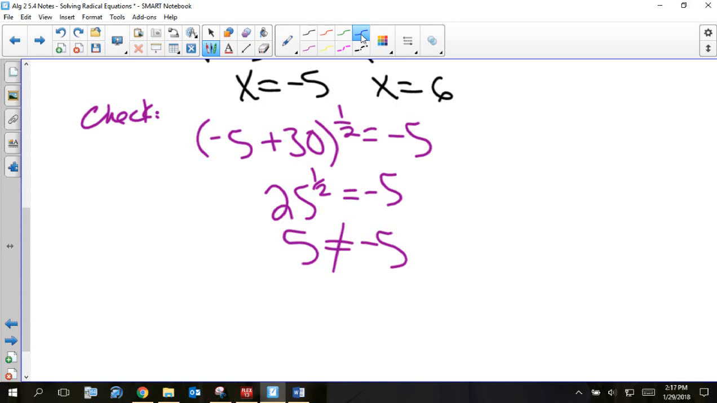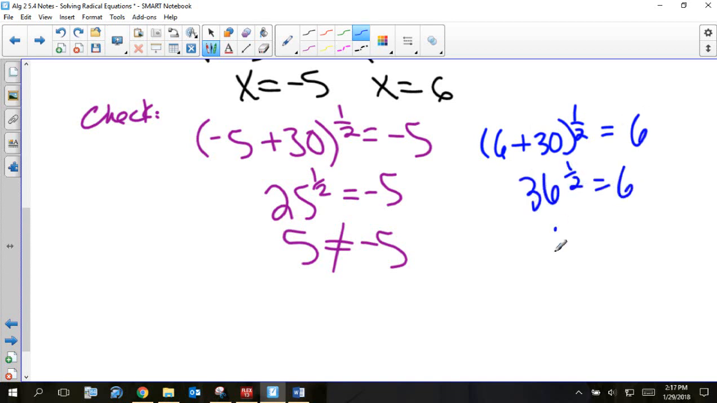Type in the other side, we do 6 plus 30 to the half has to equal 6. So 36 to the half, which is 6. So that one checks. Only answer is 6.